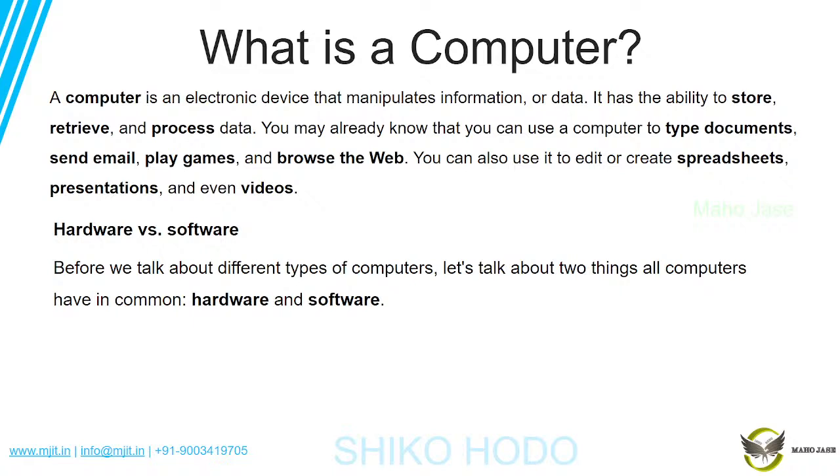Before we talk about different types of computers, let's talk about two things common to all computers. Yes, even the laptop or a desktop or a tab or anything, or a mobile phone also. You can take a simple example of a smartphone like your Apple, Samsung, Xiaomi, and also Nokia phones. They have two common things, that is hardware and software. So we will see what is hardware, and then we'll look at the next one, that is what is software.